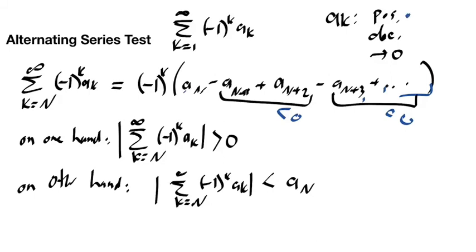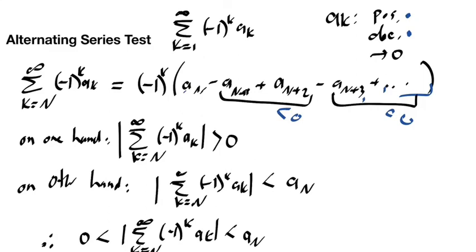Notice I'm importantly using two of these properties. I'm using the fact that they're positive and the fact that they're decreasing. Those two properties are necessary to get these two inequalities. And then I'll go, so therefore, that sum, the absolute value of the sum of (-1)^k a_k, is less than a_N, but that goes to 0 if a_N goes to 0.